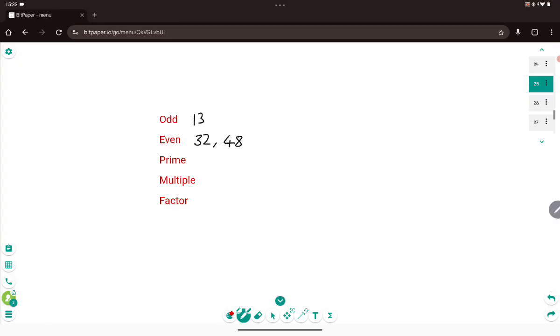What's a multiple? A multiple of a number, say like 5, is any number in the 5 times table. So a multiple of 5 is any number in the 5 times table. For example, 35 is a multiple of 5 because it's in the 5 times table. 40 is a multiple of 5 because it's in the 5 times table.